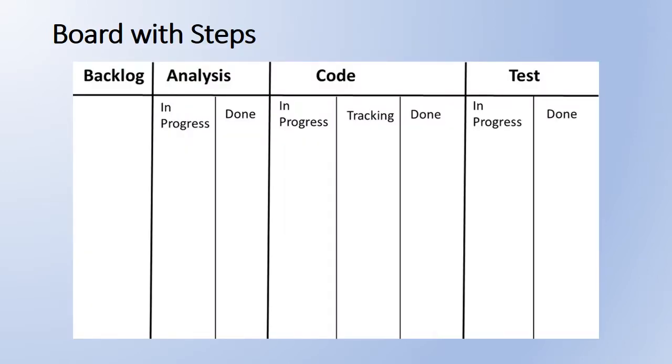Let's look at the Kanban board so far. Cards with parts from the MVP, minimum viable product, will go into the backlog. In the analysis section, those will be broken down into equal-sized chunks. Then those chunks will be coded, tested, and released to the customer. The board needs some work yet, though.